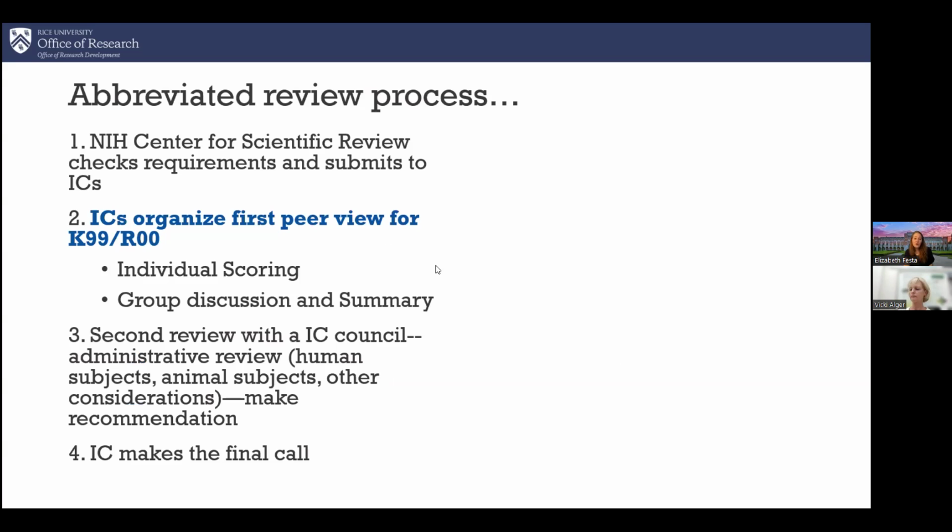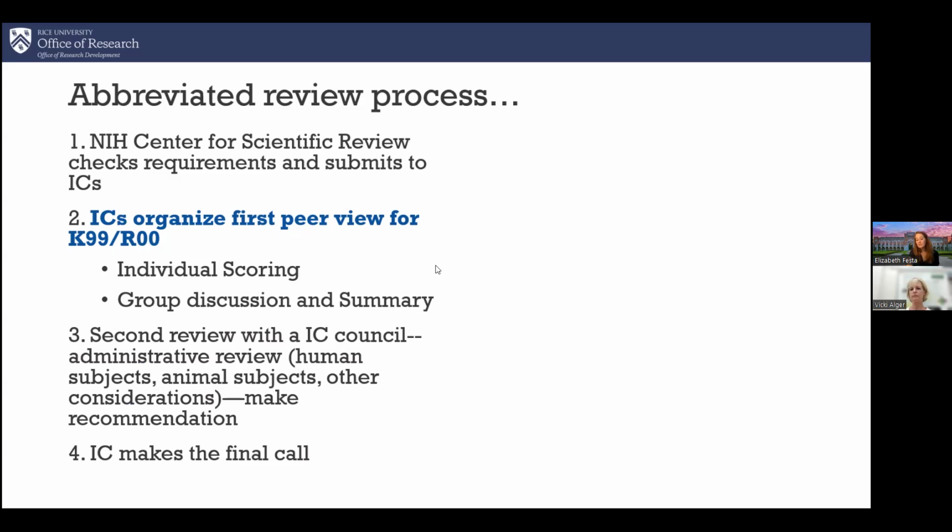Briefly about the review process. When you've submitted your application, it's going to go to the NIH Center for Scientific Review. They're going to check for basic requirements. The institutes and centers actually organize the first peer review, and they might combine their efforts depending on what they see in that pile. And they're going to do the individual scoring across the review panel. They're going to do group discussion and summary comments.